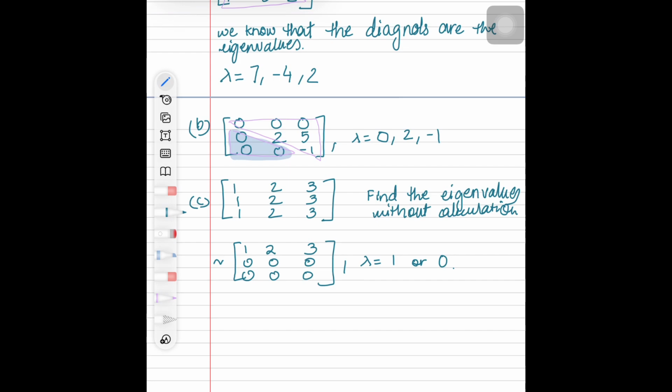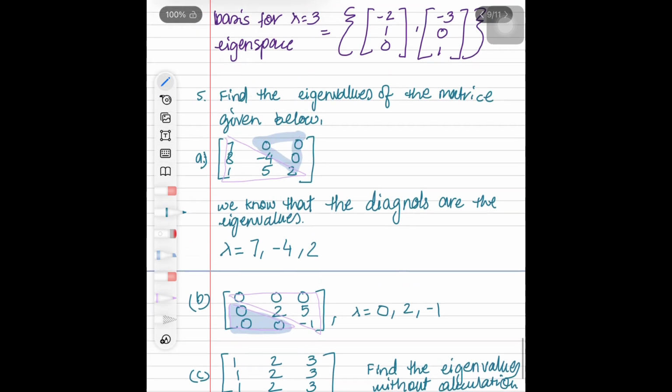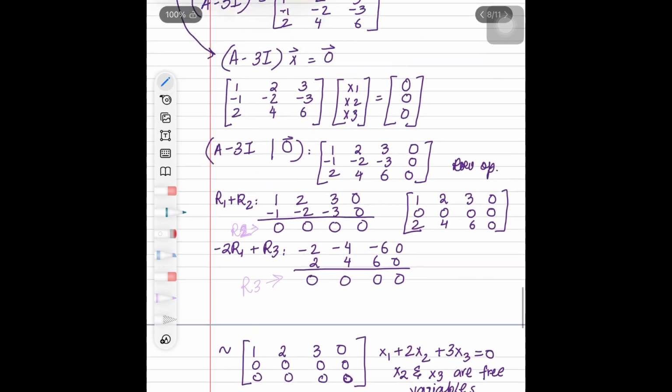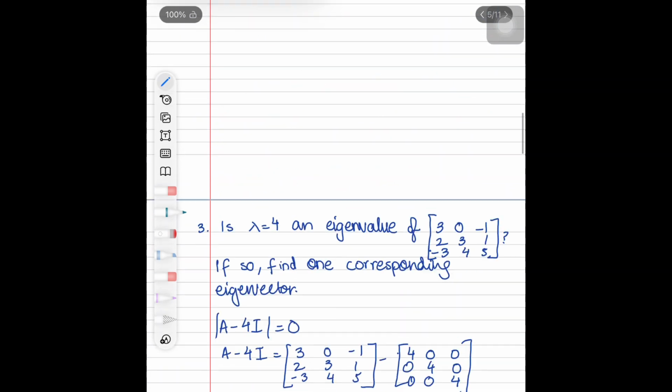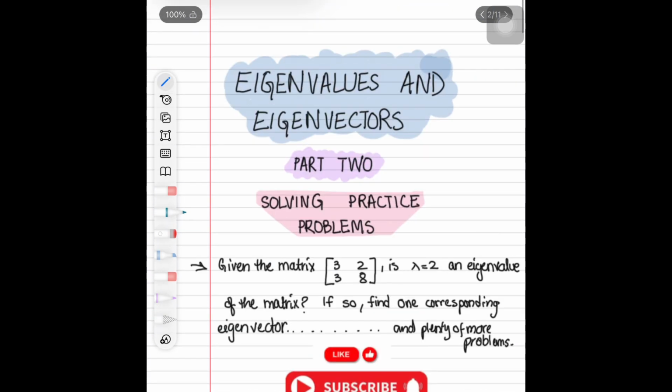Hopefully that covers all of this section. It basically covers everything for eigenvalues and eigenvectors. We'll be starting off the next section soon.